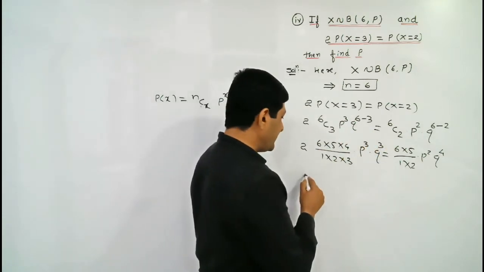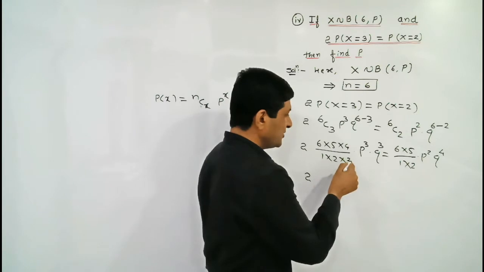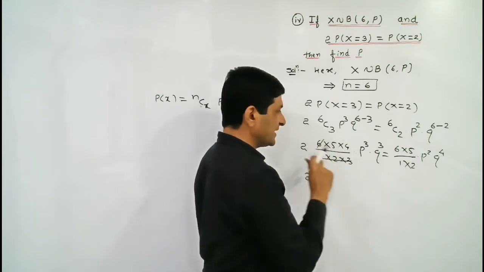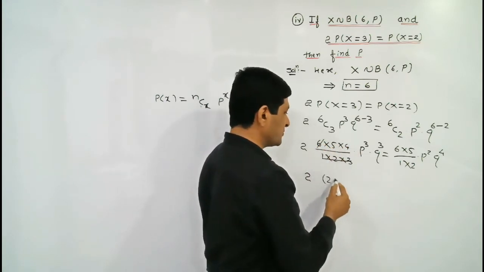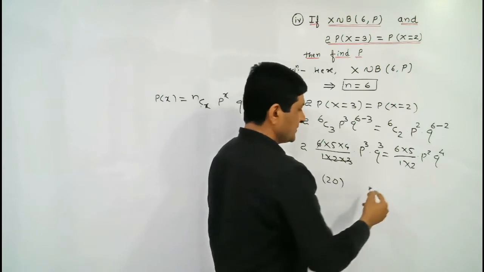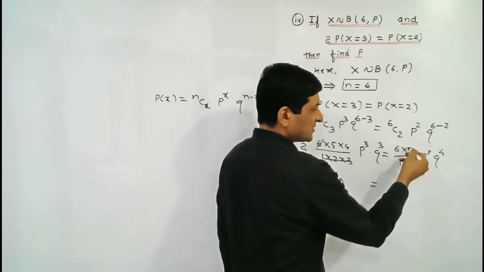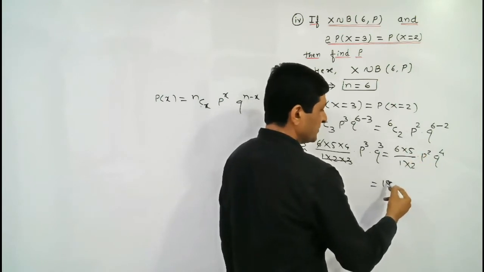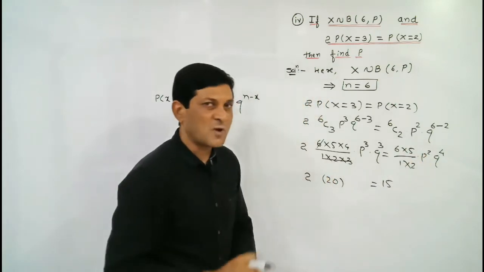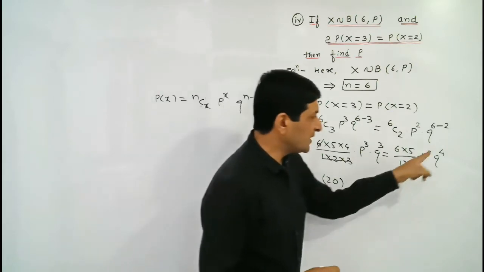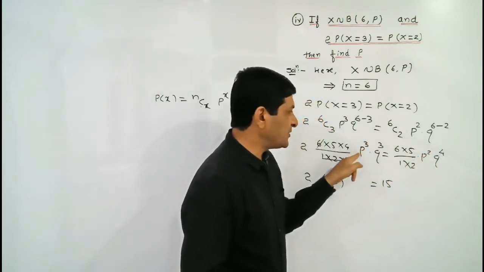See what we are getting. 2 keep it as it is. Here 1 into 2 into 3, 6. 6 and 6 will get cancelled. 5 into 4 will be equals to 20. Now again if you observe on this side, 6 into 5 is 30. 30 upon 2 will be equals to 15. Now check which terms on both sides will get cancelled. Here we can observe that this p square and p square will get cancelled.